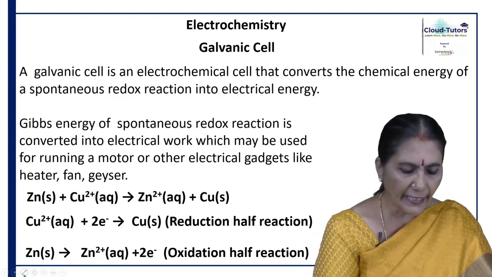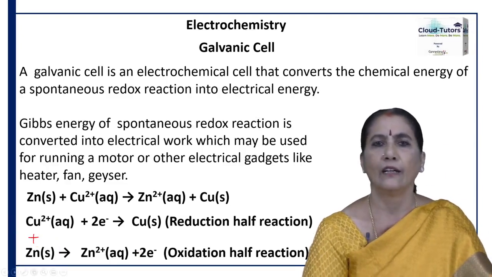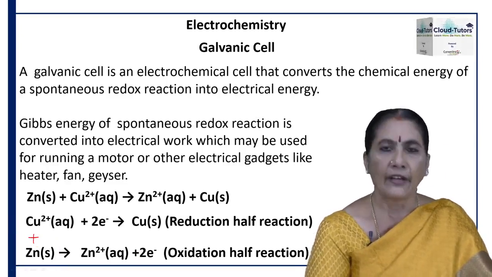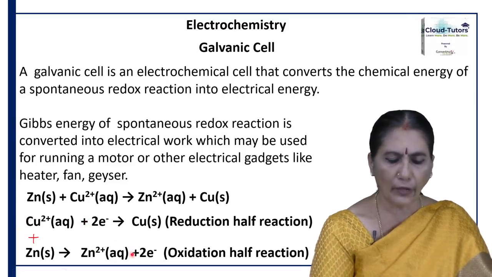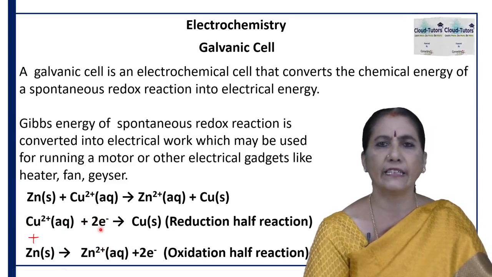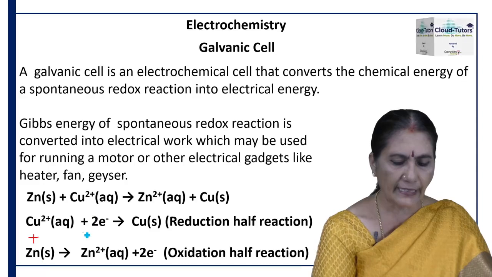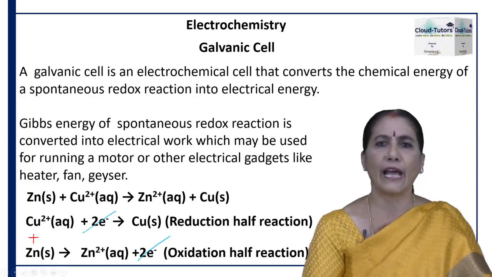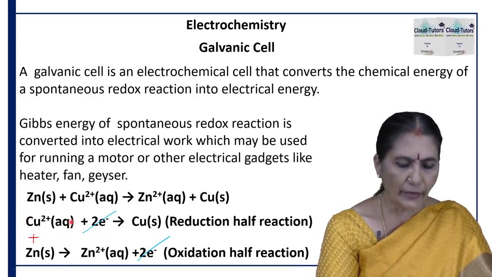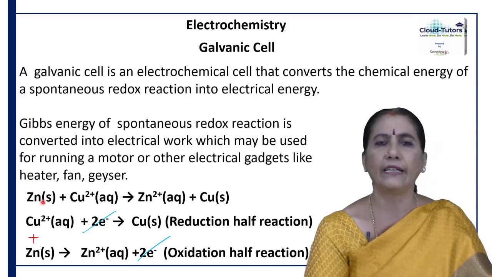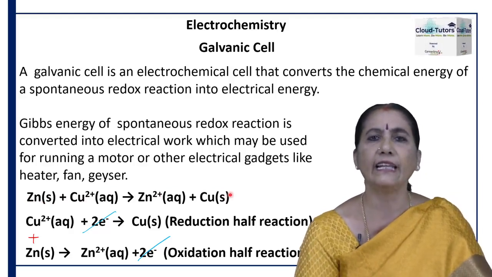Now, when I try to add up the two reactions, let me just put a plus sign here. What do the two reactions have in common? You have to see 2 electrons on the reactant side here and 2 electrons on the product side here. So, let me cancel them because I am just going to add up the two reactions. When I add up these two reactions, the summation of it will arrive at this particular equation. So this reaction is called the net cell reaction.